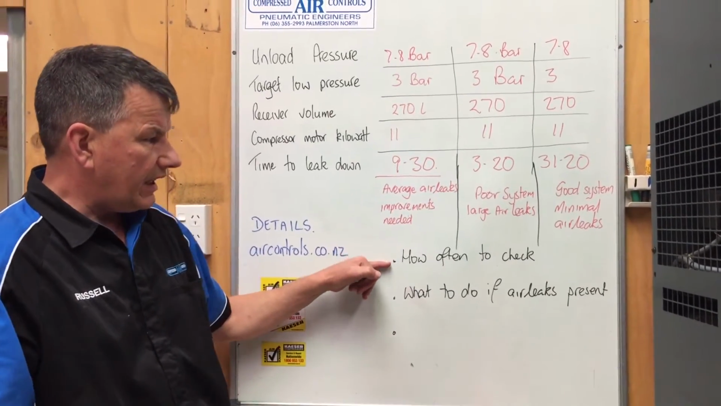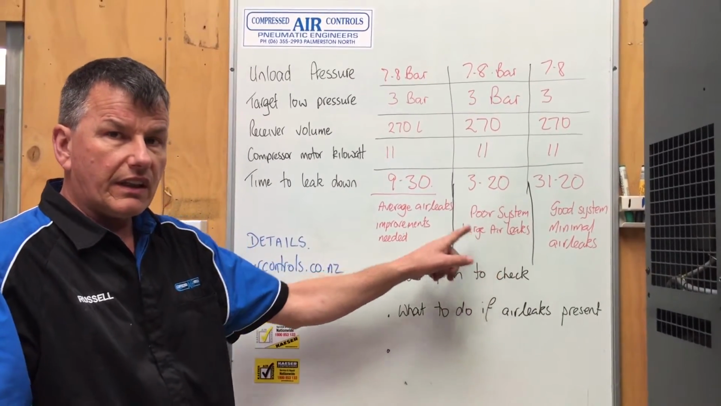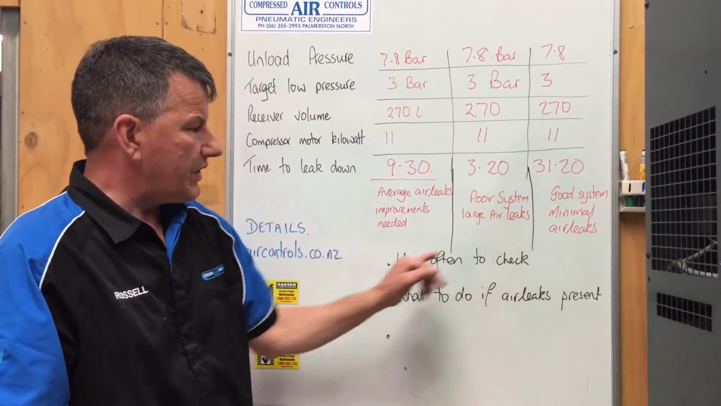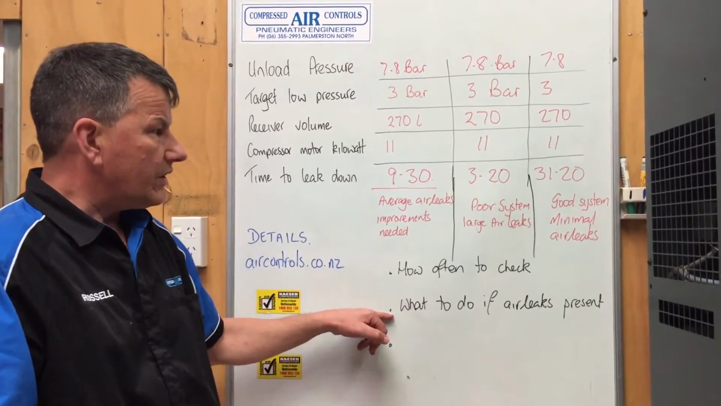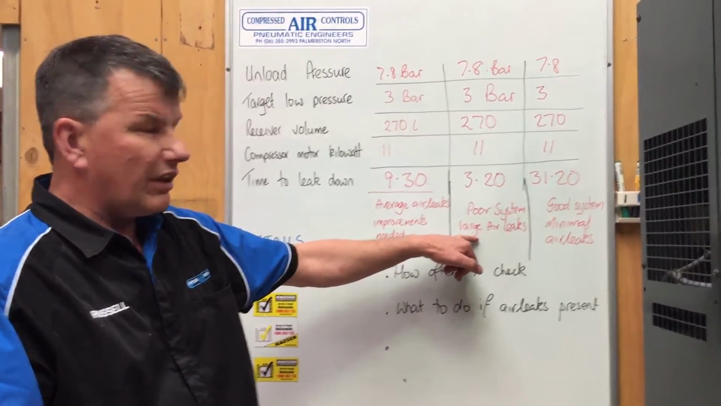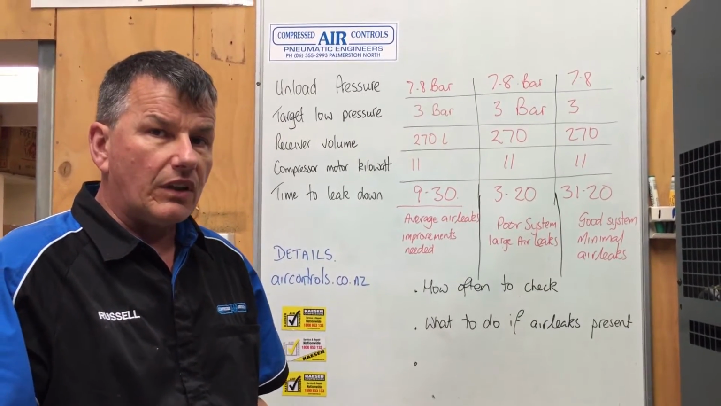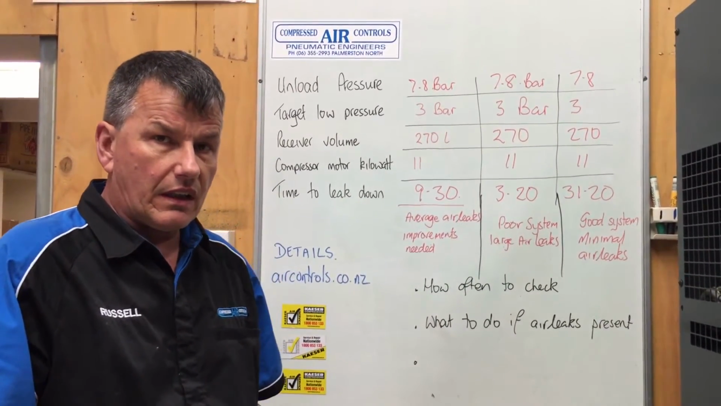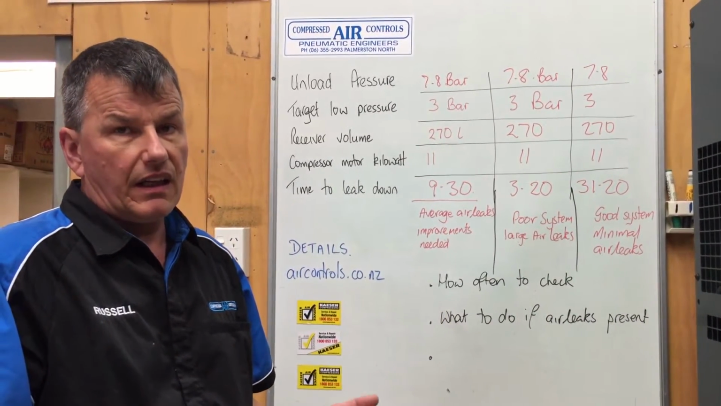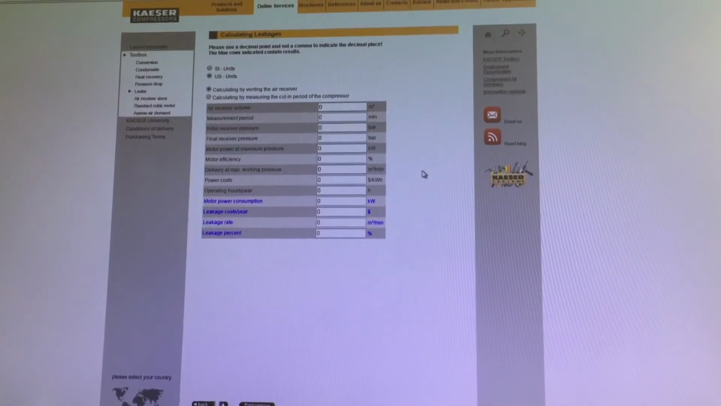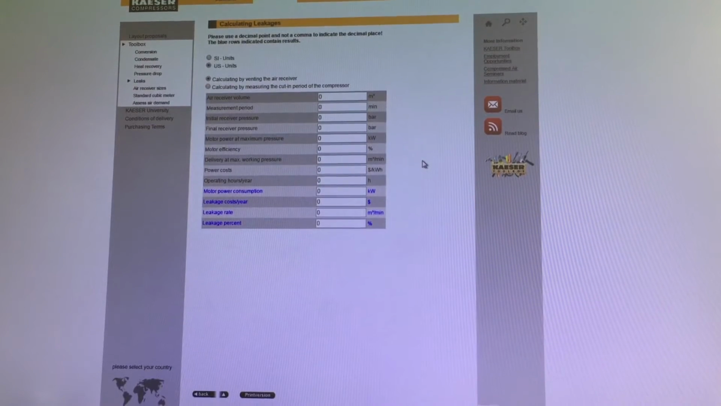So how often to check? Once every month if you've got a poor system, until you improve to a good system, and then every 3 months. What to do if air leaks are present? If you've got your 3 minutes 20 and you've got a poor system, you could do audible leak checks when the factory's not running. You could do ultrasonic leak detection and get someone in to do that and test and tag your air leaks. To get to the Kaiser online calculator, go to aircontrols.co.nz and follow the link.